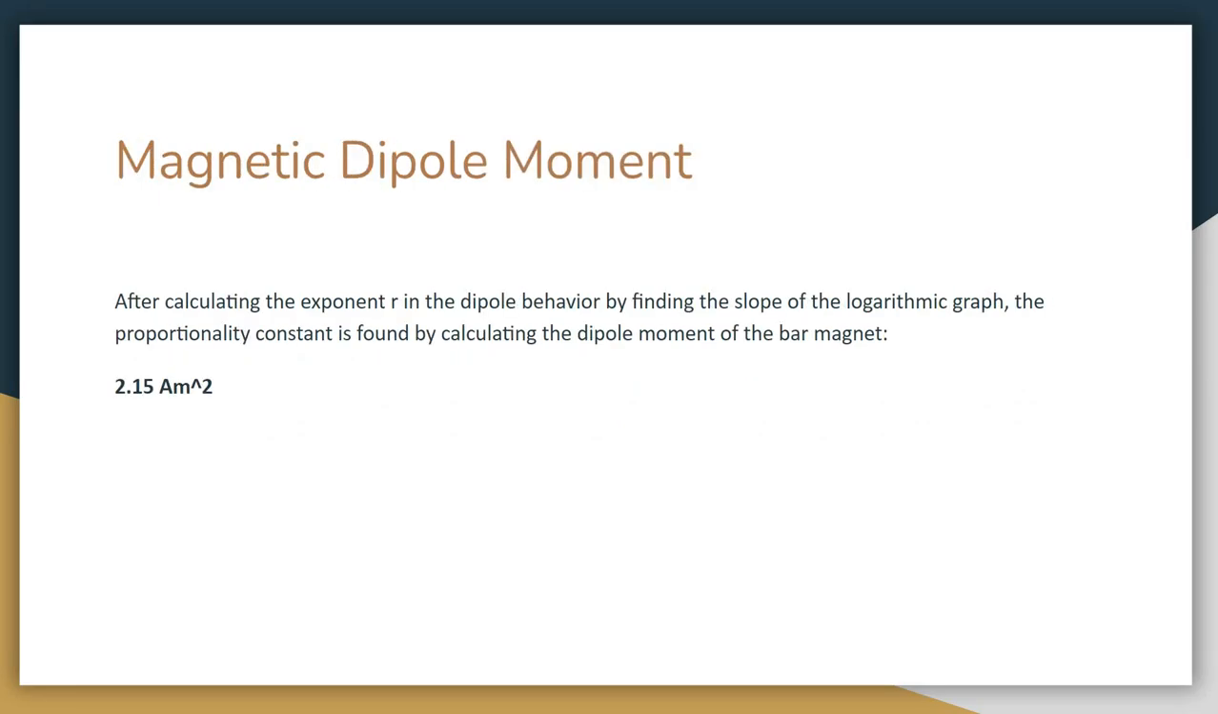And then after calculating the exponent of the R and the dipole behavior by using the slope of the logarithmic graph, the proportionality constant is found by calculating the dipole moment of the bar magnet, which is about 2.15 amp times meters squared.